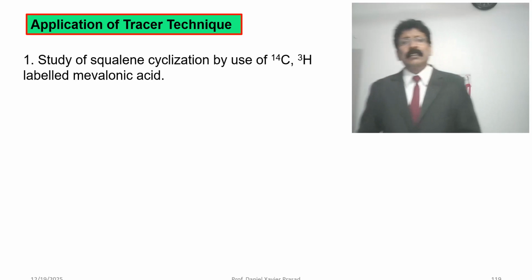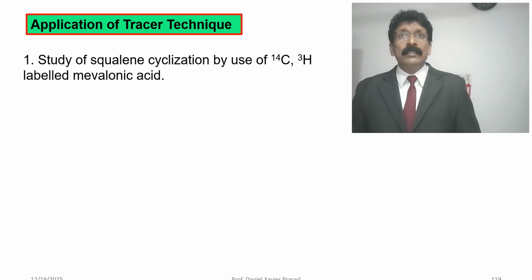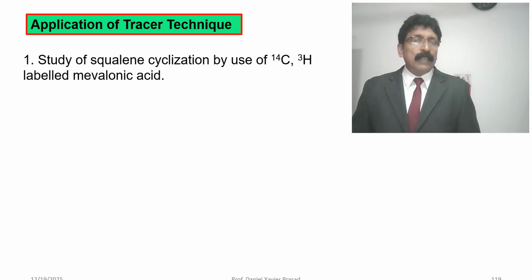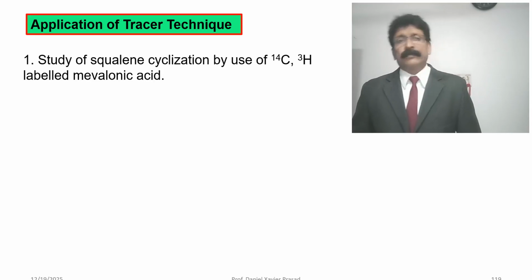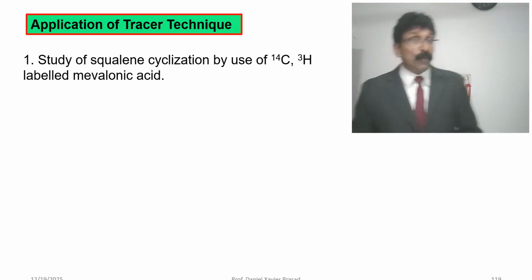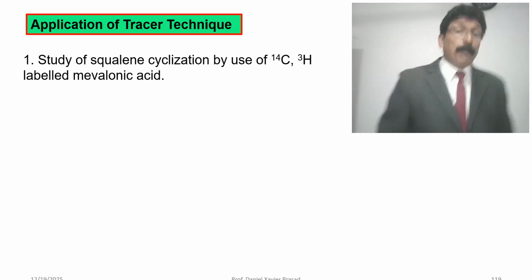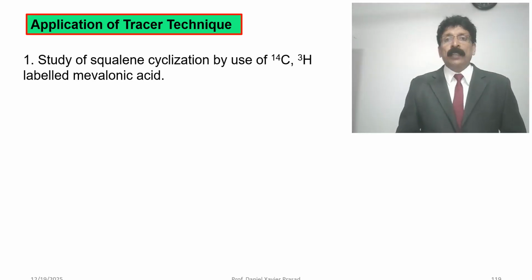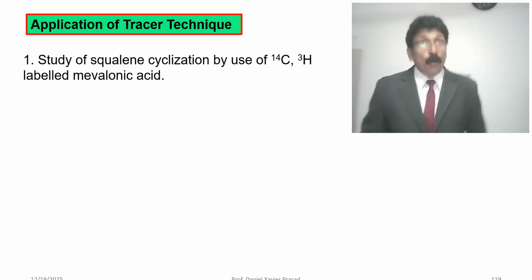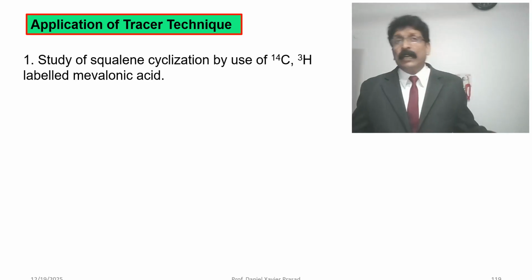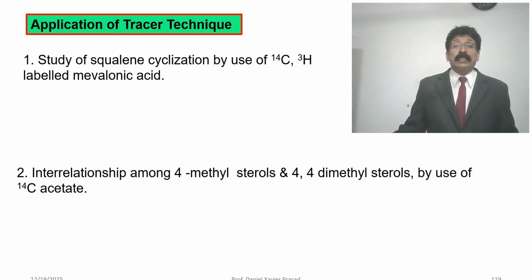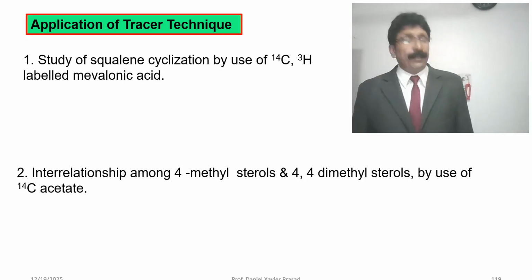of squalene cyclization. We have studied this. Squalene, formed in the acetate pathway, is a 30 carbon atom compound. 2 molecules of farnesyl pyrophosphate can give rise to squalene, an open chain. Cyclization takes place via an epoxide. So how is it formed? You can use a tracer technique by using a carbon 14 labeled compound or a hydrogen 3 labeled mevalonic acid. If the mevalonic acid having carbon 14 is present in the squalene, it confirms the mevalonic acid is converted into squalene. So intermediate products can be identified. Study of squalene cyclization by use of carbon 14 and tritium, hydrogen 3 labeled mevalonic acid.